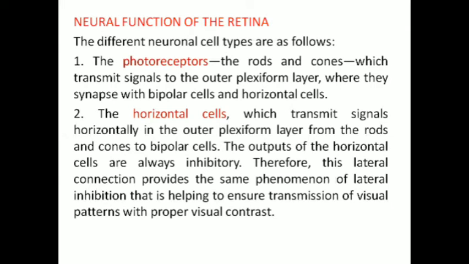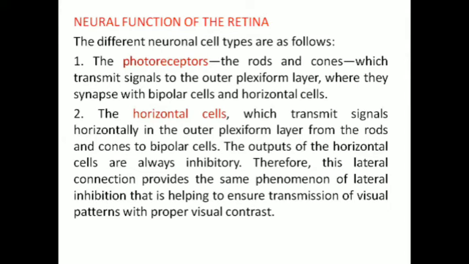Now let's see the neural function of the retina. The different neuronal cell types of the retina are, first, the photoreceptors, the rods and cones, which transmit signals to the outer plexiform layer where they synapse with bipolar cells and horizontal cells. The second is the horizontal cells, which transmit signals horizontally in the outer plexiform layer from the rods and cones to bipolar cells. The output of the horizontal cells is always inhibitory.